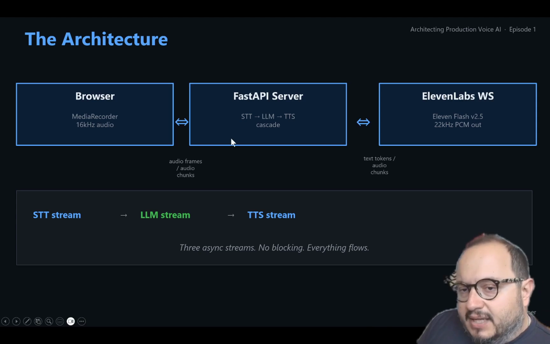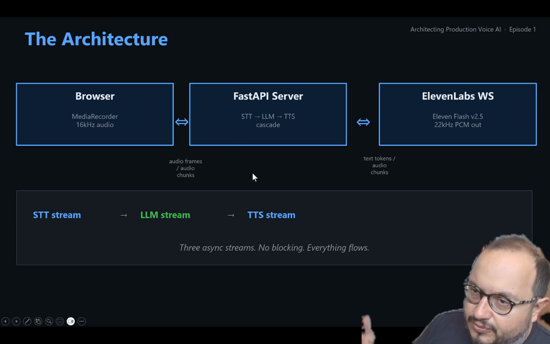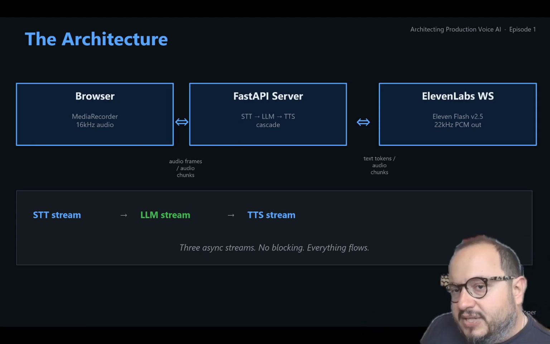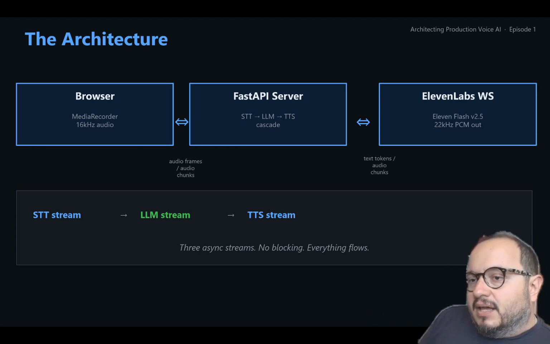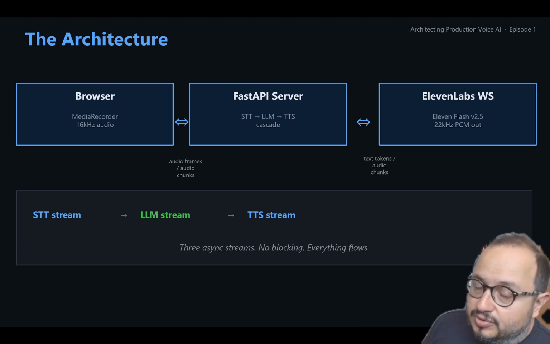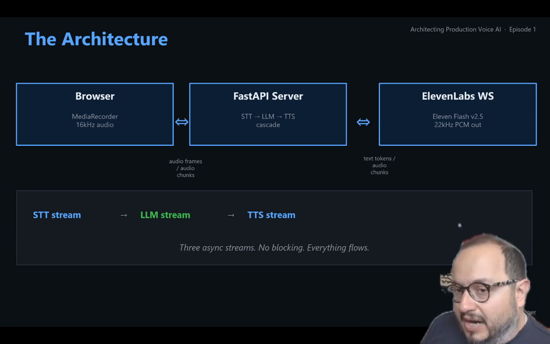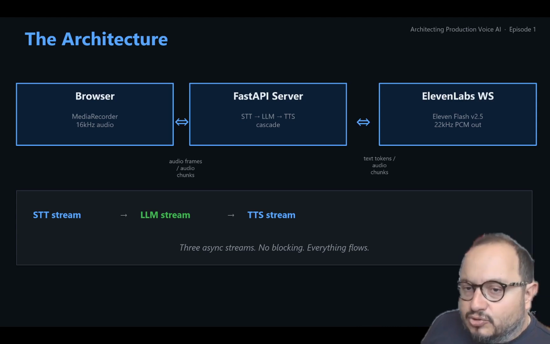The FastAPI server is where the logic lives. It receives the audio frames from the browser, passes them to a speech-to-text service for transcription, builds the LLM prompt from the partial transcript, and opens a bidirectional WebSocket connection to ElevenLabs. As the LLM produces tokens, the server pipes them to ElevenLabs. As ElevenLabs produces audio chunks, the server pipes them back to the browser. 2 WebSocket connections in parallel, one facing the browser, one facing ElevenLabs. The FastAPI server is the bridge.